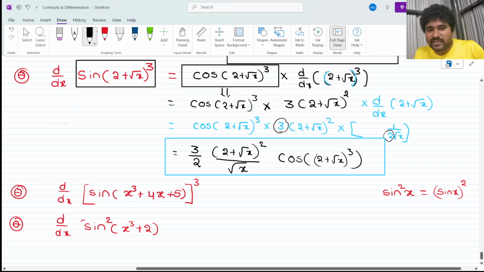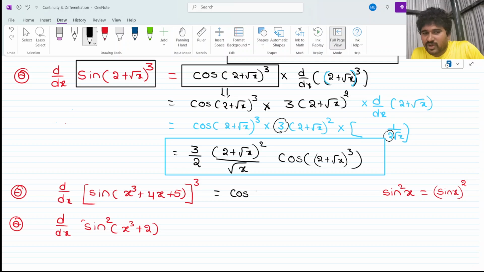Can anybody tell me directly? I will write directly now. Observe. Cos, cos is a wrong step. Cos 3, cos also is a wrong step.